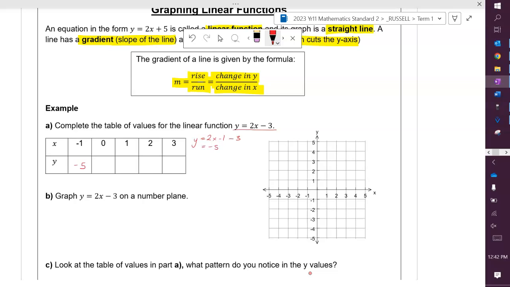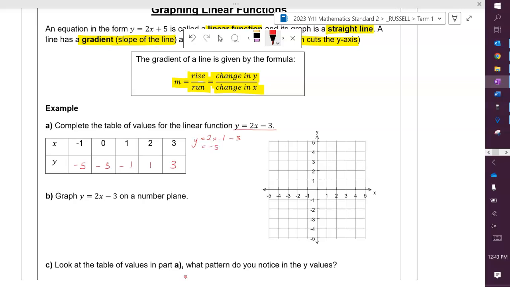Each time you would say, well, 2 times 0 is 0, take away 3 is negative 3. 2 times 1 is 2, minus 3 is negative 1. The other thing you might be able to see here is from negative 5 to negative 3, I have moved a positive 2. Negative 3 to negative 1, I've moved a positive 2. So if we think, what is the next term going to be? I'm going to add 2, which would be 1. And I'm going to add 2 again, which is going to be 3.